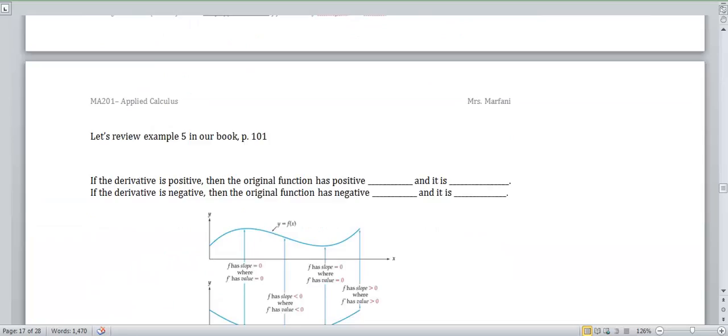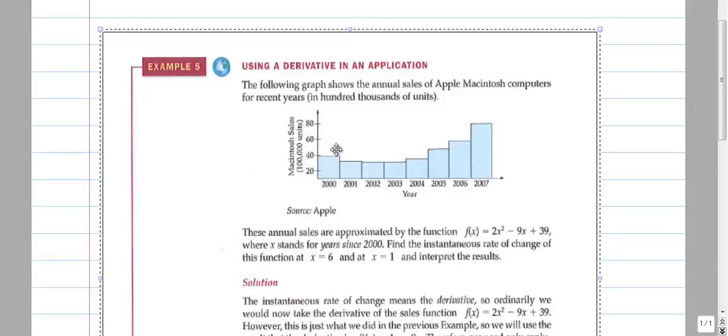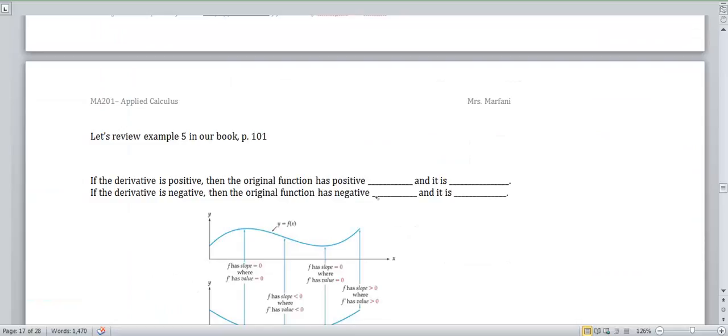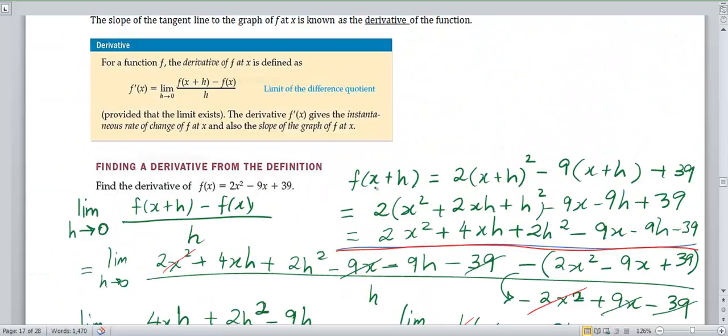Let's review example 5 in our book. So this is on page 101. The following graph shows the annual sales of Apple Mac computers for recent years. Those sales are approximated by this function right here. Isn't that the function we just did? 2x squared minus 9x plus 39? Yep, sure is, right here.